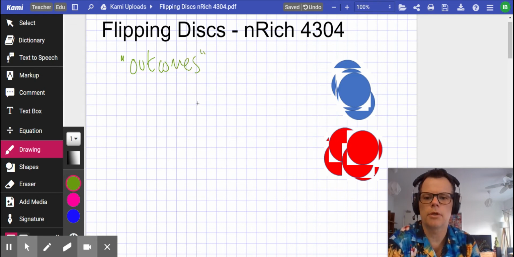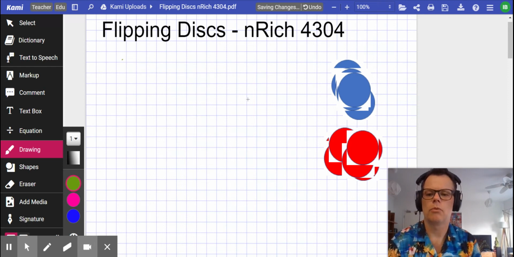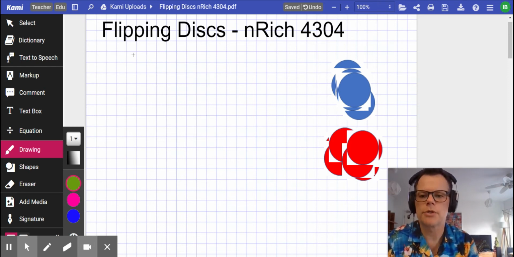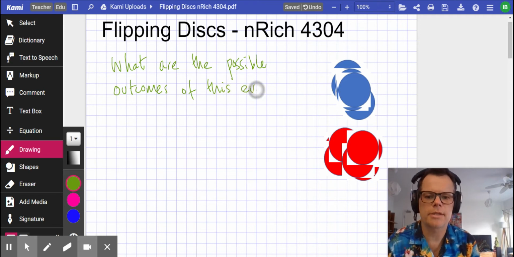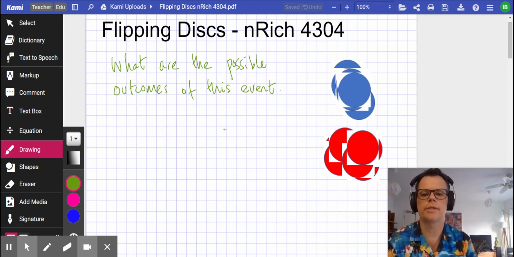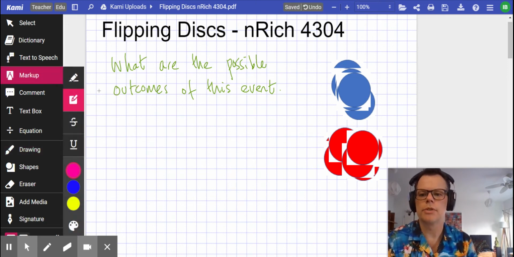What are the outcomes? I'm going to write it a bit neater than that. I think it deserves to be written a bit neater than that. What are all the outcomes? So let's write the question. What are the possible outcomes of this event? 2 key words there. And if you want to have a pause there and think about what these 2 words mean, these outcomes of these events.